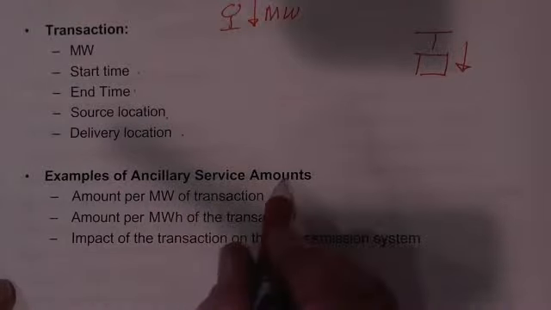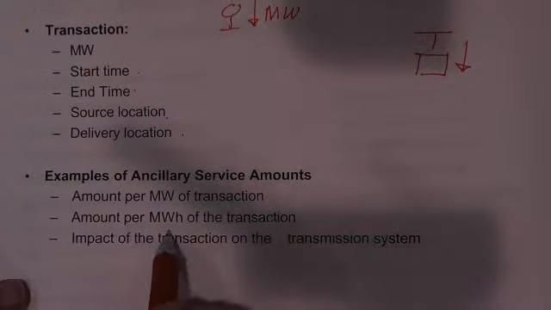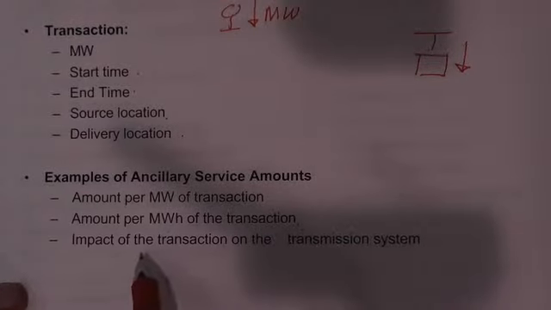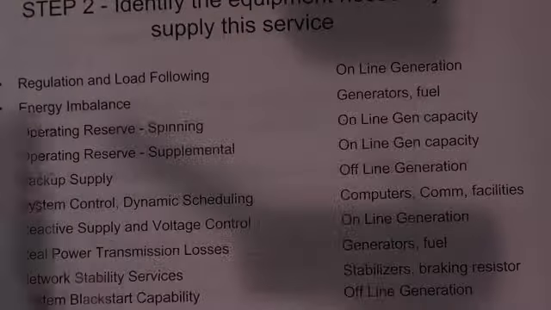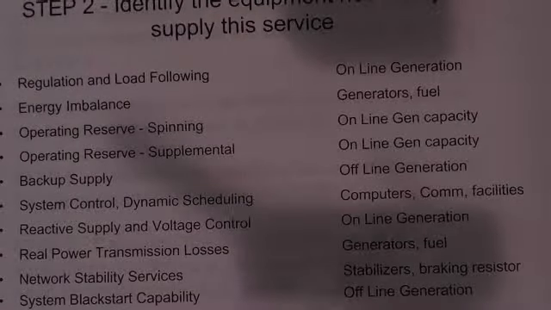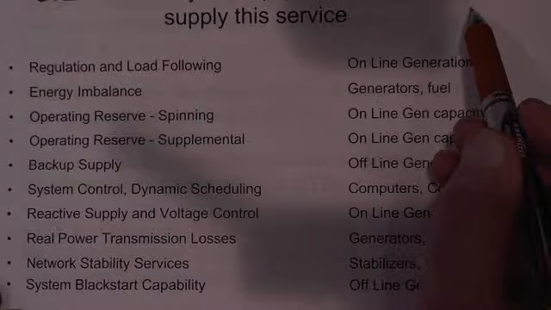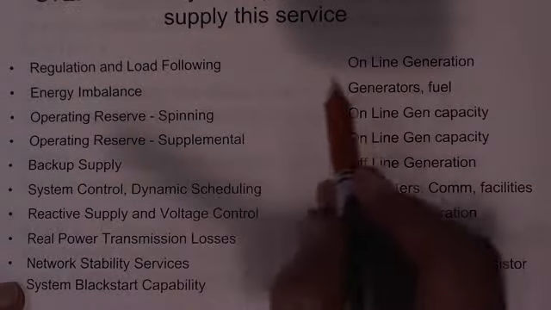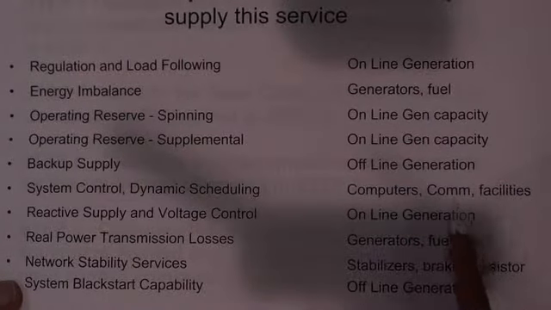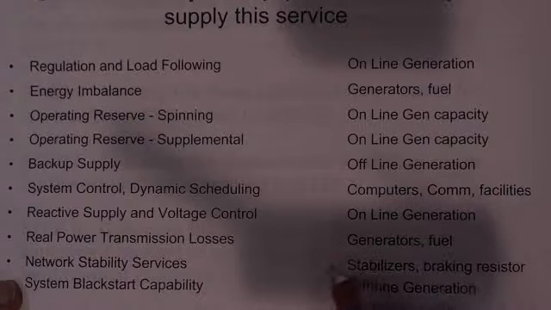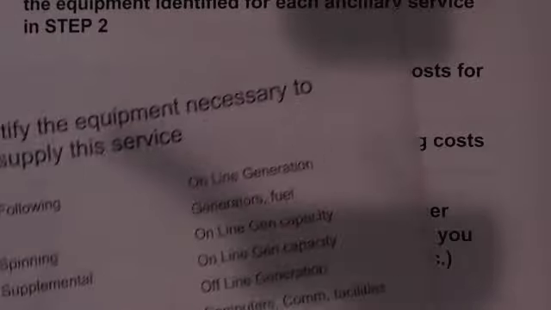We could say the ancillary services are an amount per megawatt, an amount per megawatt hour of the transaction, impact of the transaction on the transmission system. Now that's interesting, how much of the transmission system gets used. And so we went through here and said, identify the equipment necessary to supply this service. Much of it is online generation, computers, online generation. Notice how much of it is. This is your special stabilizers and things. Offline generation is your system backup.